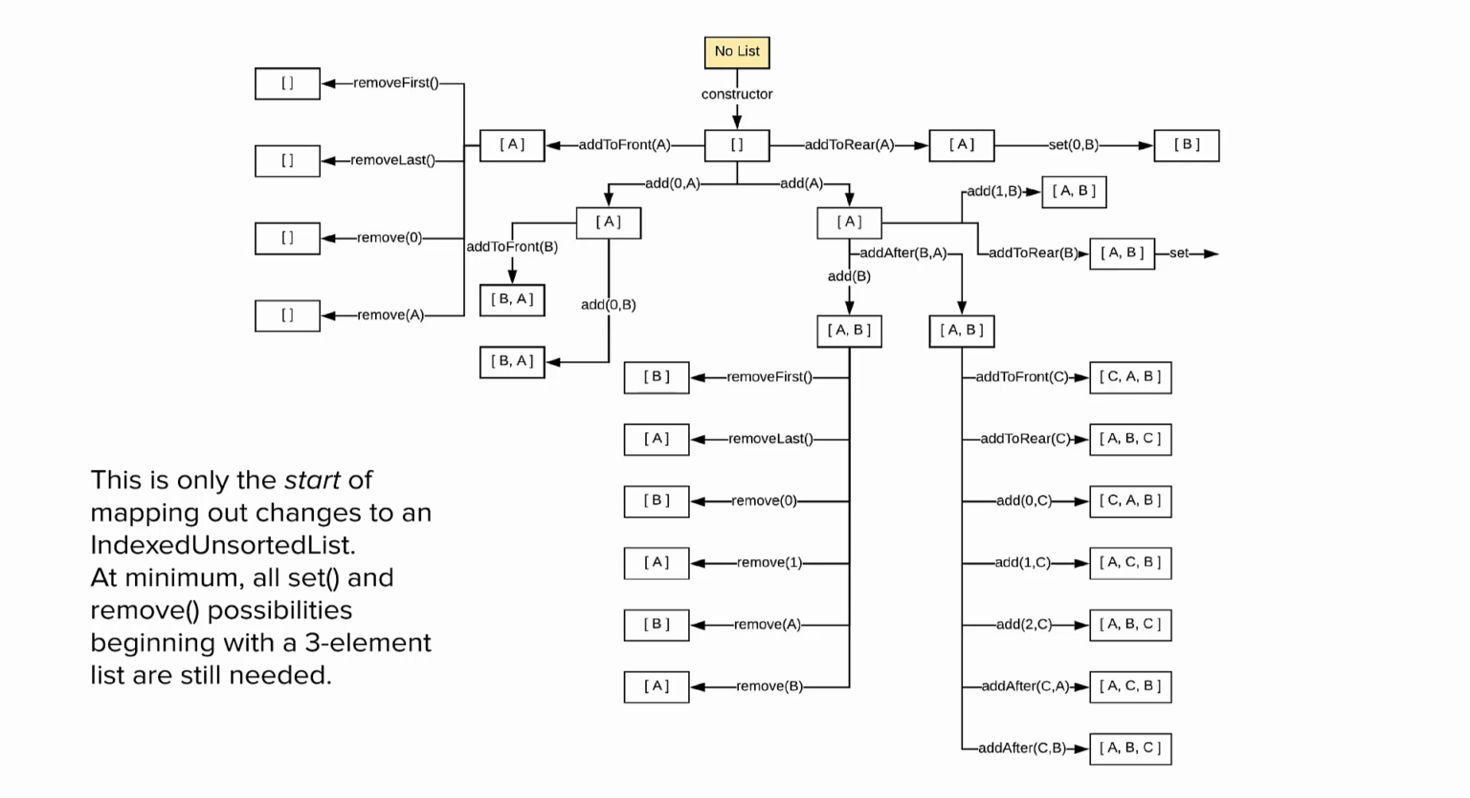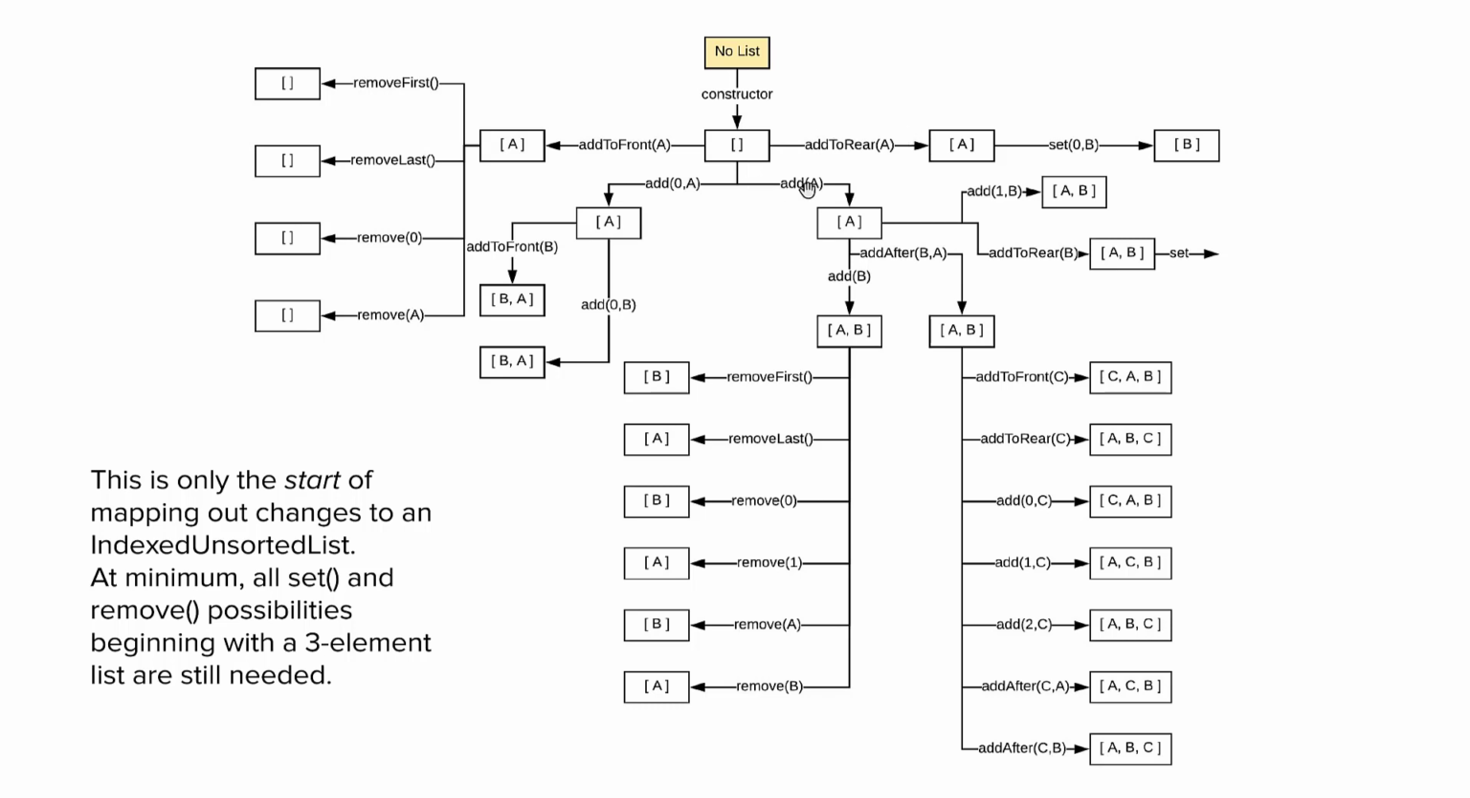This is a partial map that I use to start identifying the change scenarios for an indexed unsorted list. So I began with my first scenario. I had no list. I called the constructor and I got an empty list. From an empty list, I identified four possible ways that I could change this list. I could call the addToFront method to get the first element into an empty list. I could call the addToRear method to get the first element into an empty list. I could add a new element at index 0. I could add A. So there were four ways I could get the first element into an empty list.